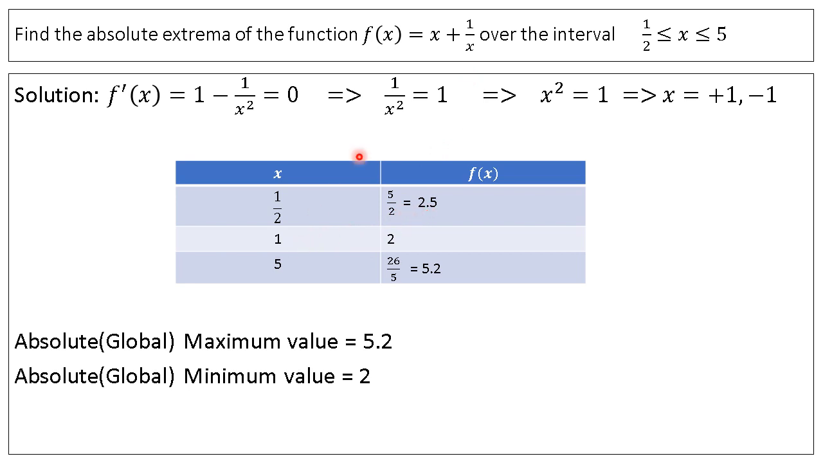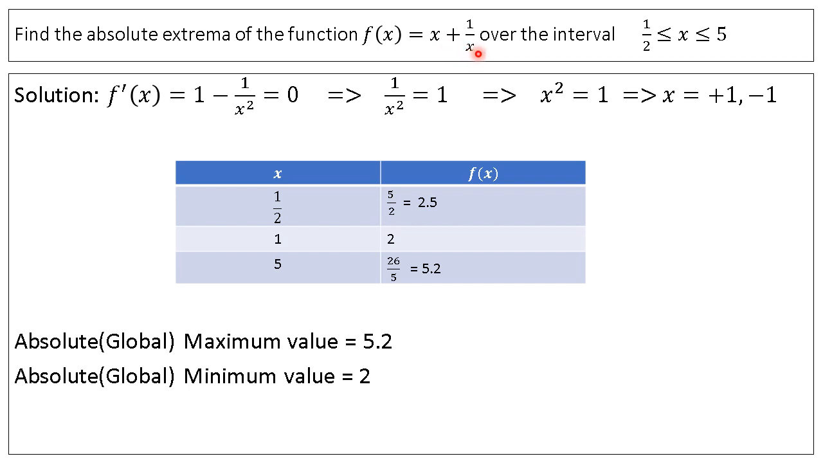Next, put x is equal to 1 in the given function. 1 plus 1 by 1. 1 by 1 is 1. 1 plus 1 is 2. Therefore, this one is 2. Next, putting x is equal to 5 in this equation. X is equal to 5 means 5 plus 1 by 5.